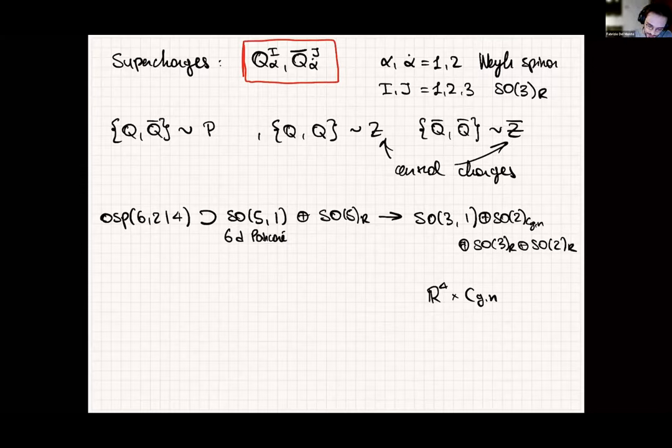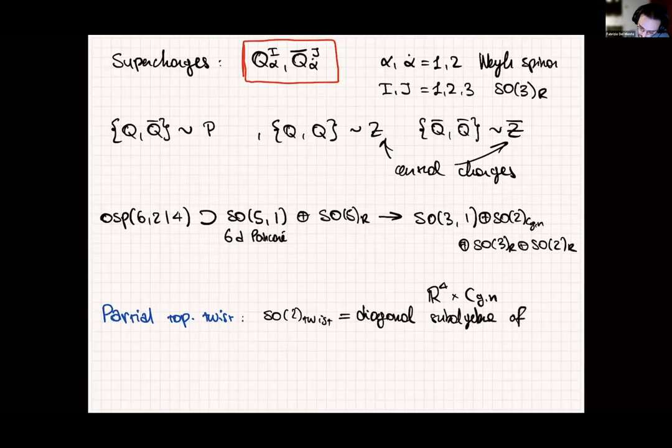The way that one solves this problem is to do what is called a partial topological twist. The partial topological twist means that we take the holonomy algebra of the Riemann surface not to be just the one that comes from the six-dimensional space-time symmetry, but the diagonal subalgebra of this SO2 and SO2 R. So we're mixing these R symmetries with space-time symmetries, but only for what concerns the Riemann surface.